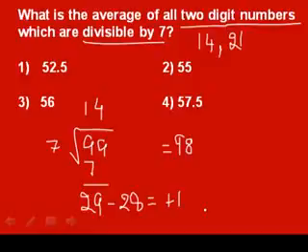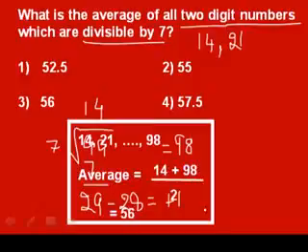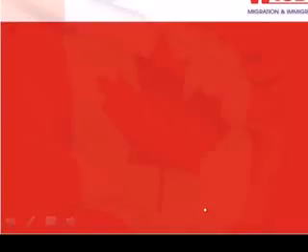So hence the first number is 14 and the last number is 98. So the average is 14 plus 98 by 2, which is equal to 56. Let me take a quick recap here. I have to find the average of all 2-digit numbers which are divisible by 7. The first number is 14 and the last number is 98. So 14 plus 98 by 2, the answer is 56. Now let us move ahead to the next question.